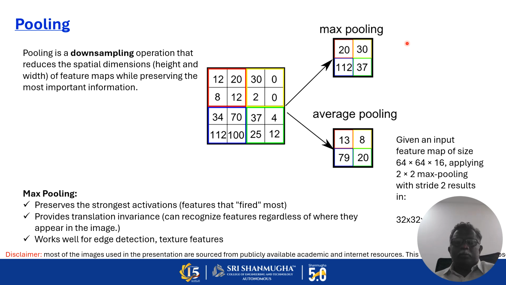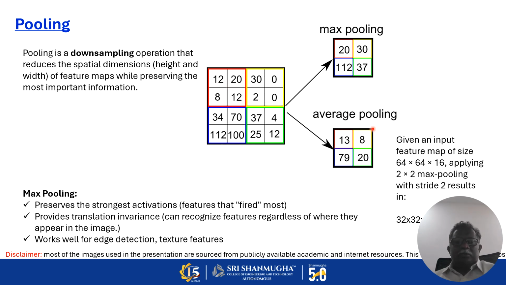We have one more pooling, min pooling, that we don't discuss here, and we have average pooling. Average pooling is basically that we add all the numbers in the kernel, in the filter window, and divide by the total number of elements. If you do that, you will have this. This is called average pooling.